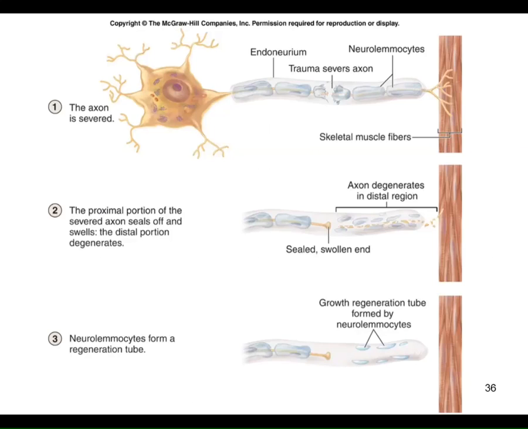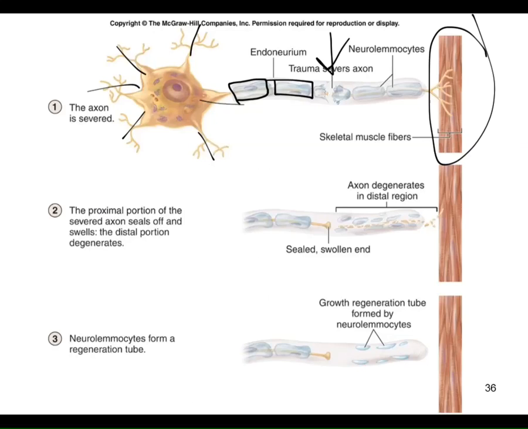Limited, let me talk about that. So in this scenario, I've got a multipolar neuron, right? We see this multipolar, many dendrites, one axon. This would be a motor neuron. I know it's a motor neuron because it's going down to muscle, okay? So it's going to be a somatic motor neuron. And I see this long axon, and along the axon, I see my little Schwann cells. There's been some sort of trauma, though. And now the axon has been severed.